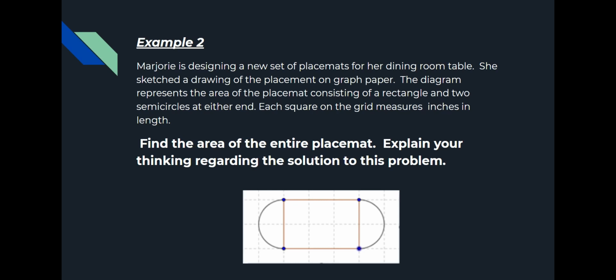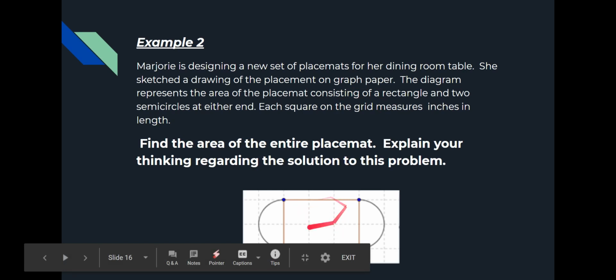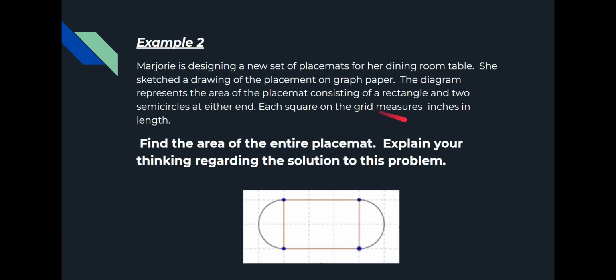All right. So this right here is a diagram of the placemat at the bottom, consisting of a rectangle. If you look at the middle where this orange box is, this is a rectangle. And then it has two semicircles at either end. Each square on the grid measures, oh my God, this should have said 4 inches. My apologies. So what I'm going to do now is pause this video.